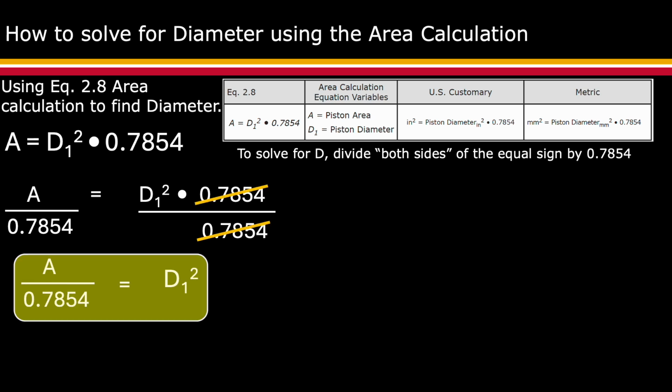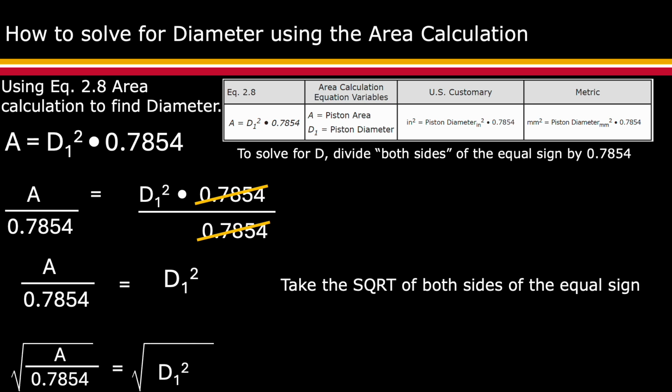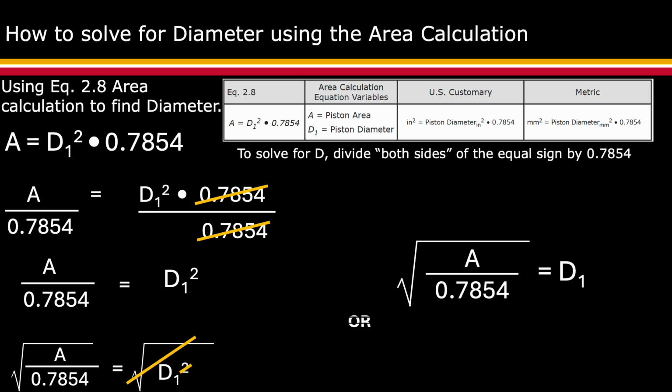Next, in order to remove the square and solve for d1 by itself, calculate the square root of both sides of the equal sign. Calculating the square root of a square results in canceling the exponent of 2 or square, leaving just the d1. This results in this equation, which can also be written in this way.